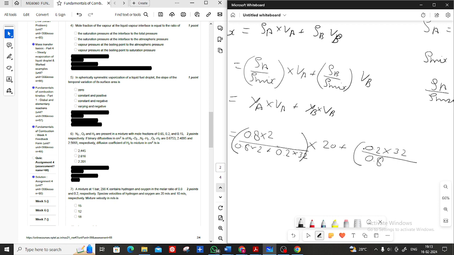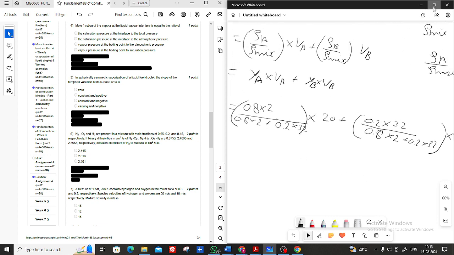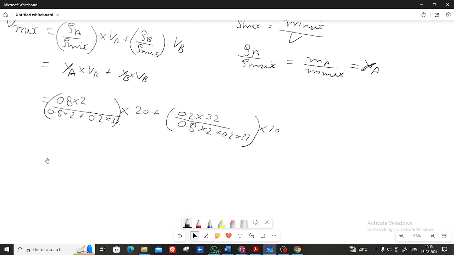Now the same thing: 0.8 into 2 plus 0.2 into 32, into the velocity of oxygen. What is the velocity of oxygen? 10 into 10. You just do this calculation and you will get the answer. Whoever was asking this question, can you do this calculation? Yes, sir. 0.8 into 2 upon 0.8 into 2 plus 0.2 into 32, into 20, plus 0.2 into 32 upon 0.8 into 2 plus 0.2 into 32, into 10.